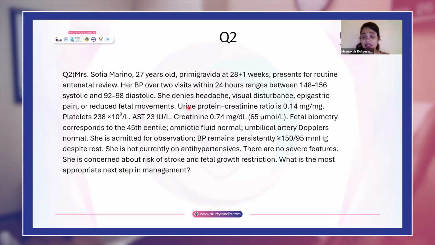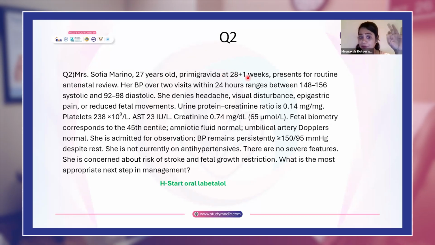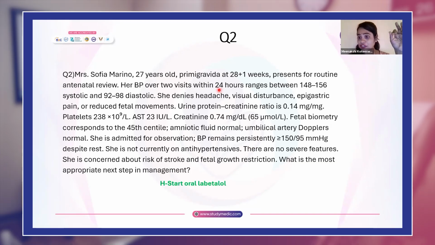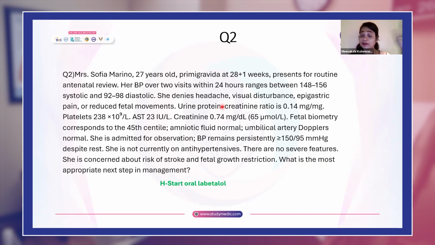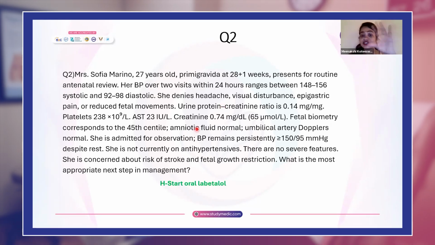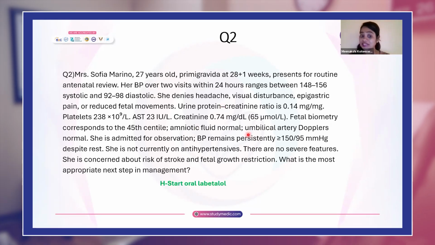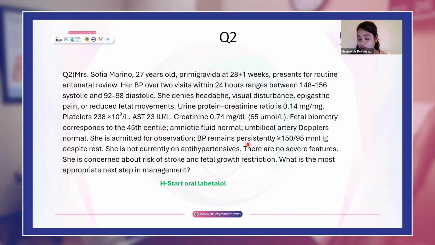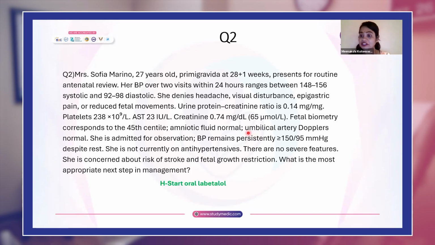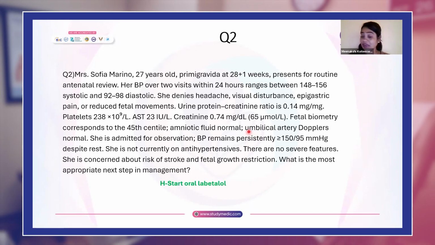So as you can see in this, she is at 28 weeks. That's important. She is a primigravida, and her blood pressure is definitely in the higher range, and she's not got any kind of imminent symptoms. The rest of the investigations appear to be normal, and she's admitted, which means that she's not been started on any antihypertensives based on the instructions. So the first choice is obviously to go for oral antihypertensives, and we'll be starting with oral labetalol.